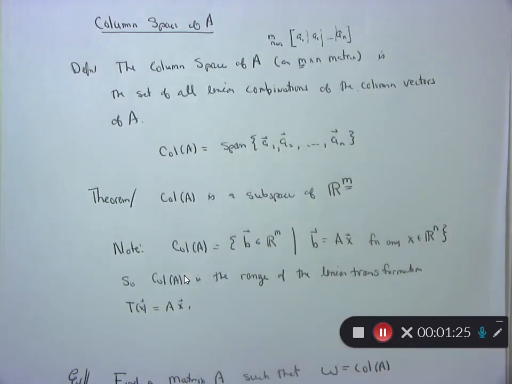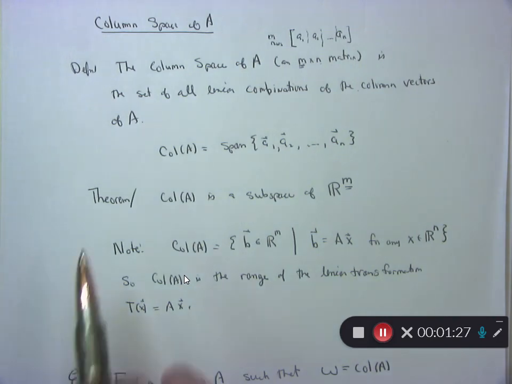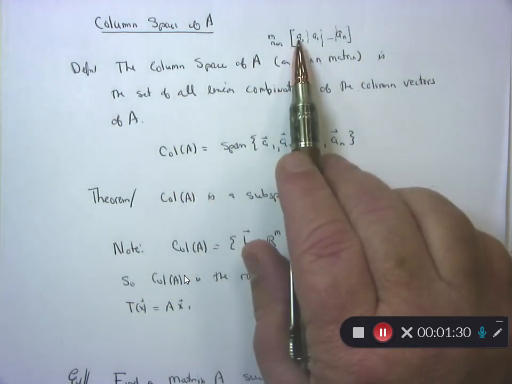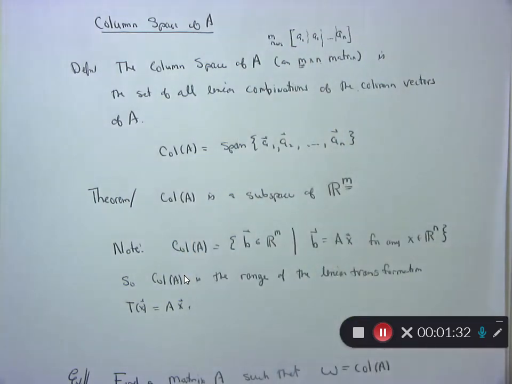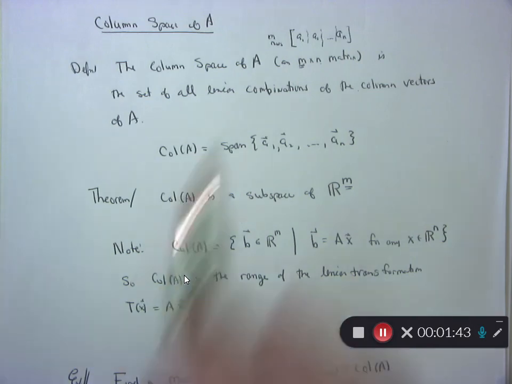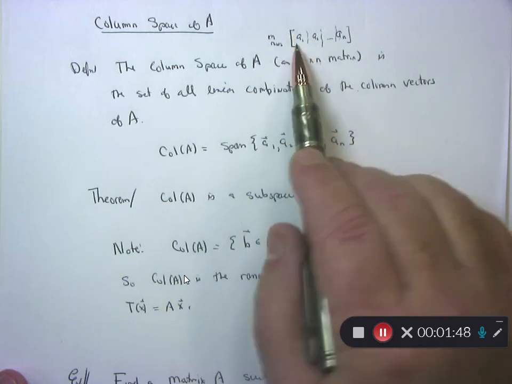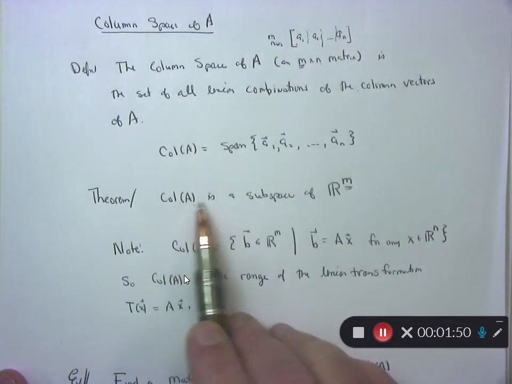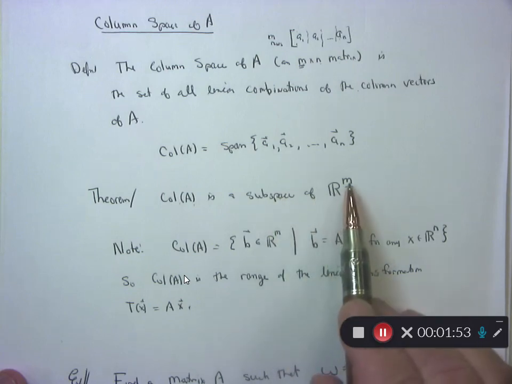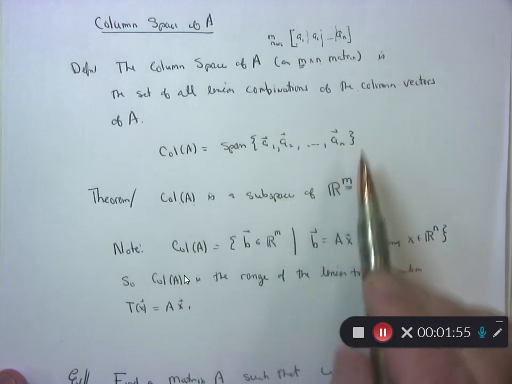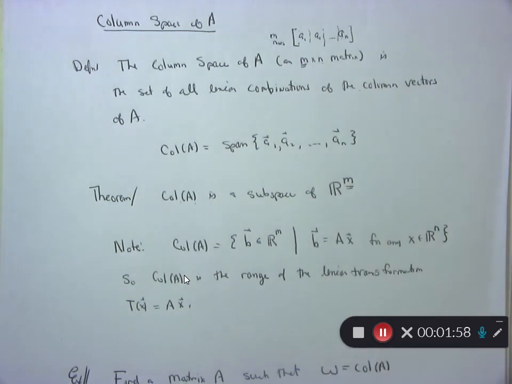We went to the span of these guys. And the theorem here is that, now I've got a question for you. If this matrix is M by N, and you look at one of the column vectors, how many components is a column vector going to have in it? M or N? M. It's M by N. You've got N number of vectors, but each vector is going to have M components. So the column space of A is going to be a subspace of Rm. You're going to have N vectors, but they're going to have M components in them, so it's going to be a subspace of Rm.